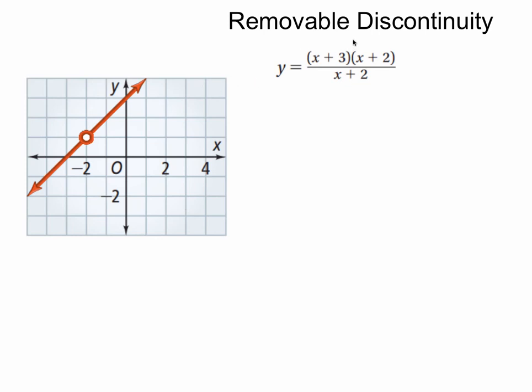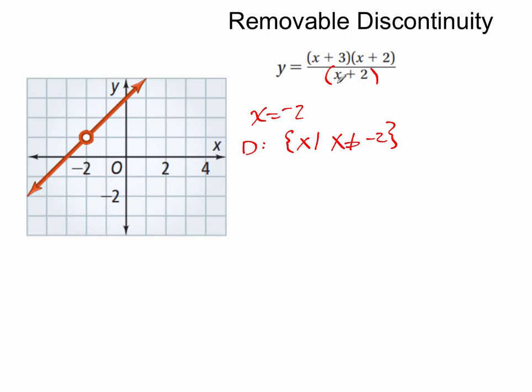There is something called a removable discontinuity, and that's when you can algebraically manipulate the equation to be equivalent to your original function at every point except one point. So if I look at this graph right here, x plus 3 times x plus 2 divided by x plus 2, I see I have a discontinuity at x equals negative 2 because I can never have a 0 in the denominator. So the domain of this function is going to be all x such that x does not equal negative 2.